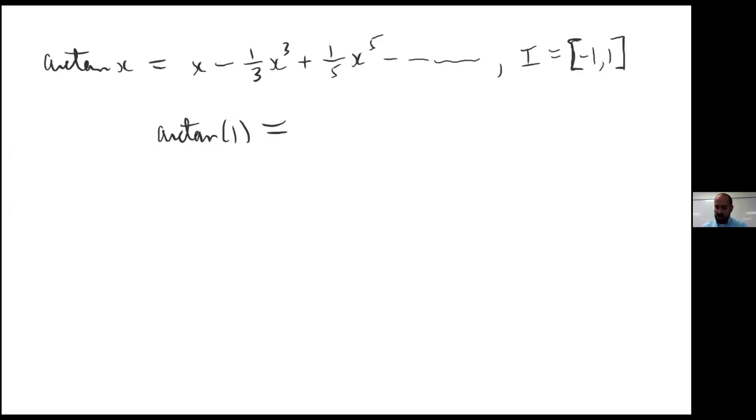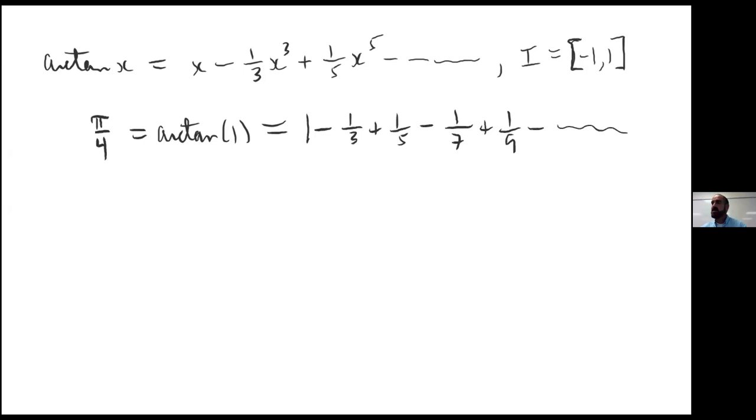So what is that? 1 minus a third plus a fifth. What would the next term be? Minus a seventh plus a ninth minus, etc. Right? But what is arctangent of 1? Think about it. Arctangent of 1 means the angle whose tangent is 1. At what angle is the tangent function equal to 1? Pi over 4, because sine and cosine are equal there. Do you know what I'm saying? So the arctangent of 1 is literally pi over 4.